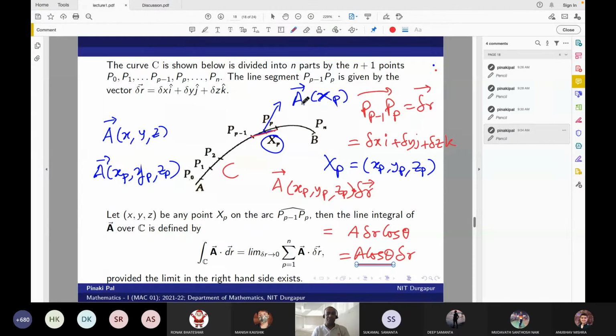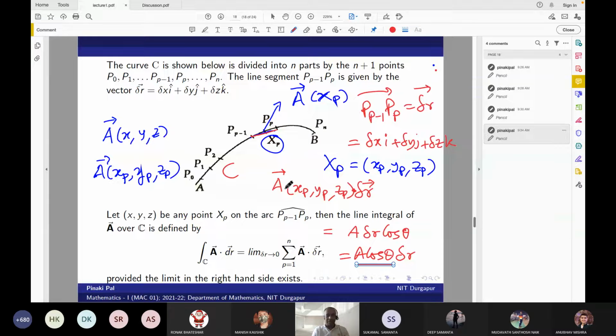If A, this vector field, is in particular a force field, then what does this F dot dr represent? This represents the work done by the force F in moving a particle from the initial point to the terminal point. So this line integral, if A is a force field, will give us the work done by moving a particle from the initial point A to the terminal point B along the shown curve C.